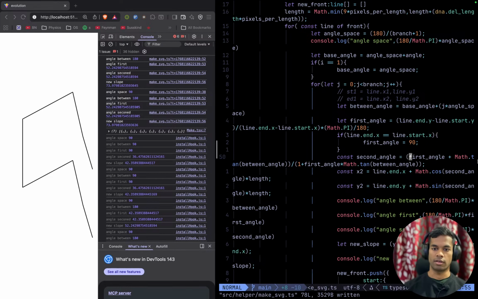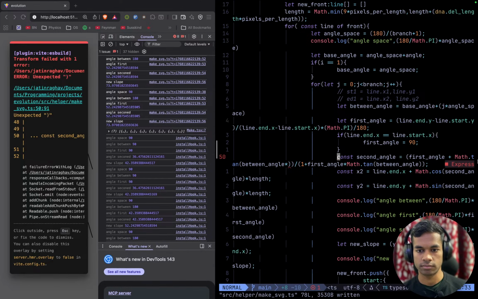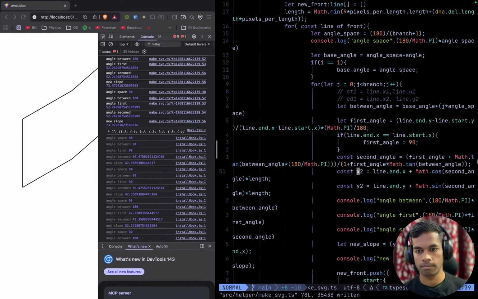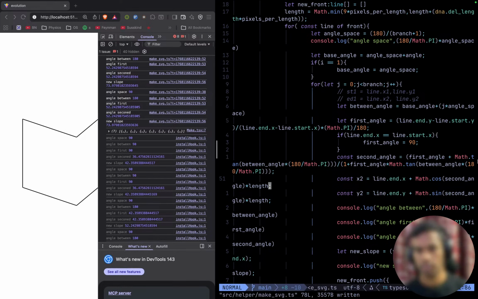Second angle is, yes, here we are using angles, tan theta of between angle which is in degrees, and we have to now convert this into radians, from degrees into radians, which is multiplying by 180 and dividing by math dot pi. And here the same thing. I messed up. We have to do this in the opposite direction.